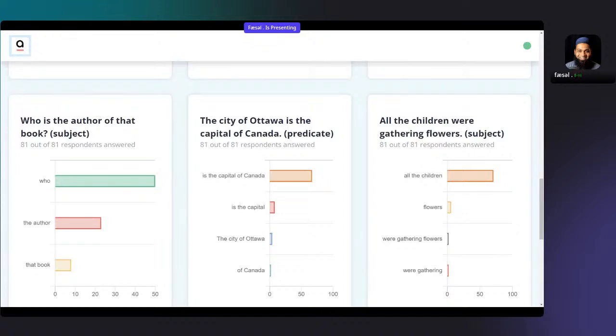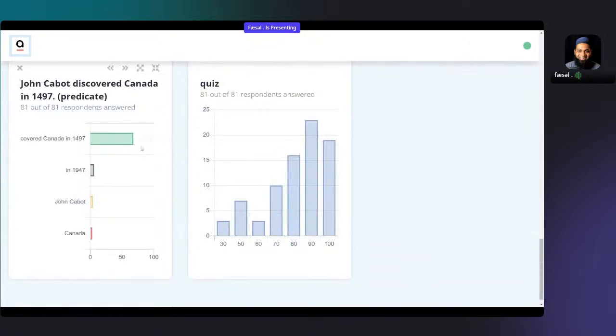So the next one is the city of Ottawa. Ottawa is the capital of Canada. Find out the predicate. What's the predicate? Is the capital of Canada. That's your predicate. Next one: all the children were gathering flowers. What's the subject? What are we talking about? All the children. That's the subject. And the last one is John Cabot discovered Canada in 1497. Sorry, I said 1947, it's 1497. Identify the predicate. Discovered Canada in 1497. That's your predicate. And John Cabot, that's your subject.